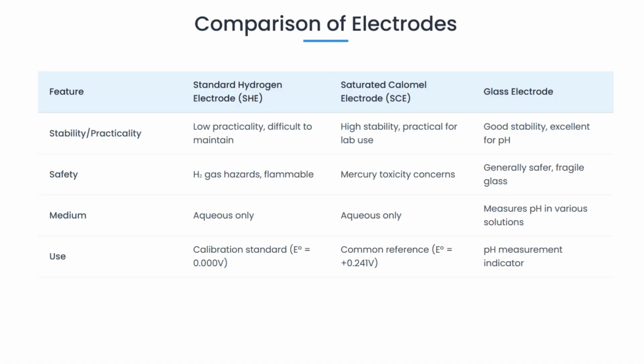Regarding the medium they work in, both the SHE and SCE are for aqueous solutions only. The glass electrode measures pH in various solutions. And finally, their primary use: the SHE is the calibration standard with E0 equals 0.000 volts. The SCE serves as a common reference electrode with E0 equals +0.241 volts, and the glass electrode is a pH measurement indicator. Other features can be referenced from the table for a deeper look.